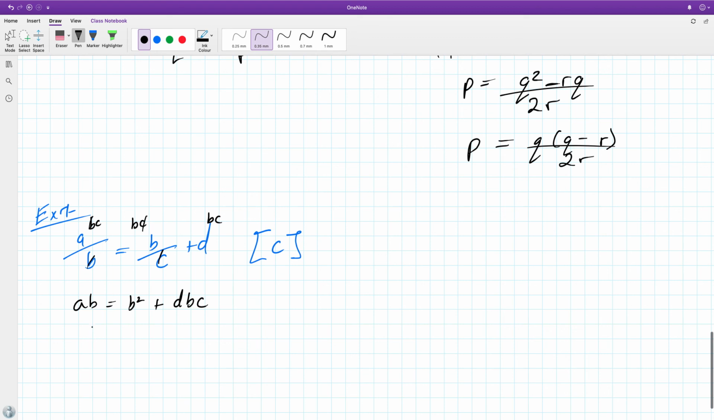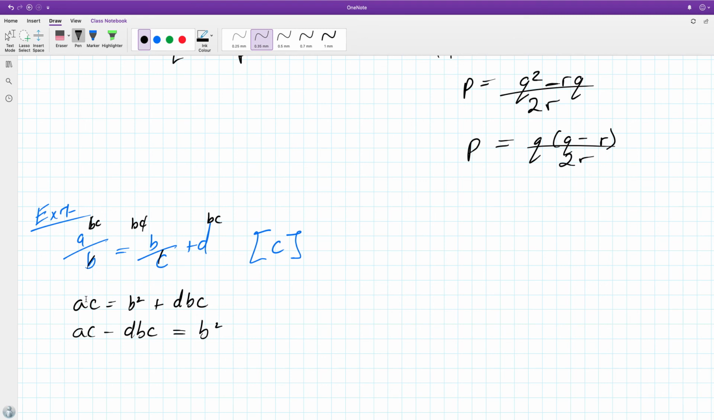I'm missing a C someplace. That should be AC, yeah. I knew I was missing a C someplace. So that's AC is equal to B squared plus DBC. That's AC minus DBC is equal to B squared.